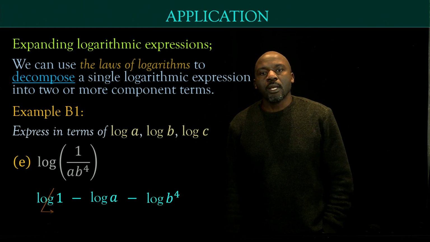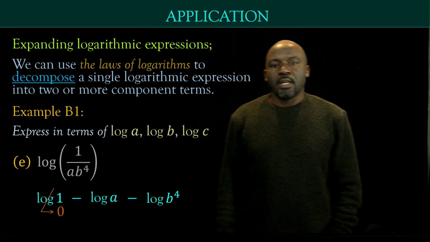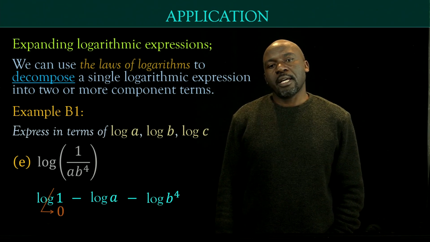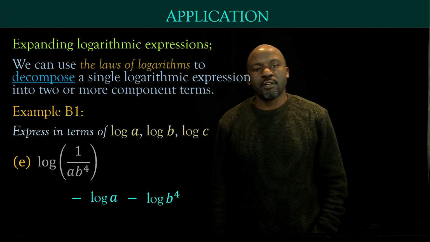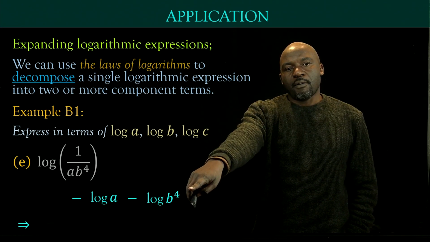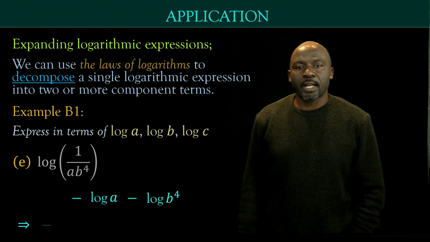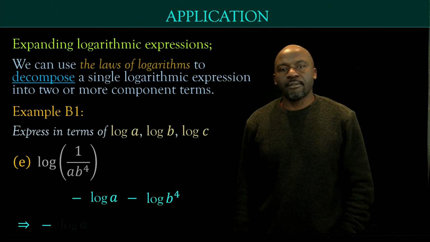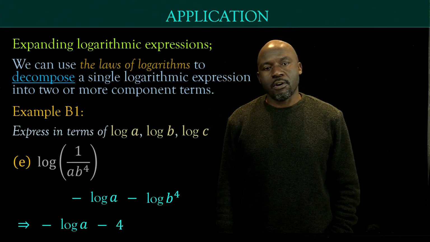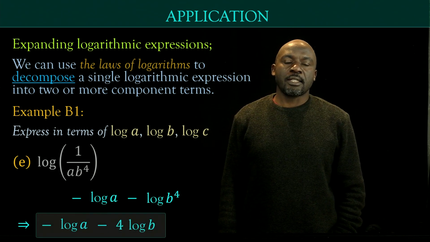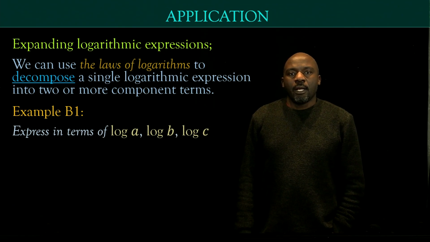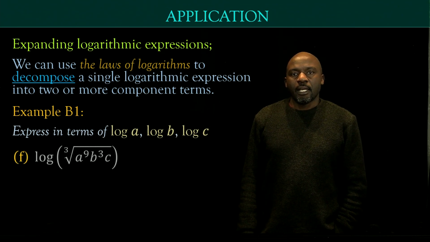So by the null value law or rule, that number there becomes 0, so I can get rid of it. And the b there, b to the power 4, the 4 can drop, and so I can express my answer as negative log of a minus 4 log of b. And that is my answer, my friends. Okay, I hope that made sense.